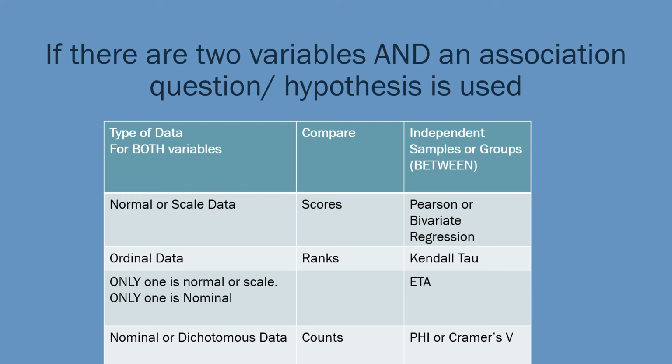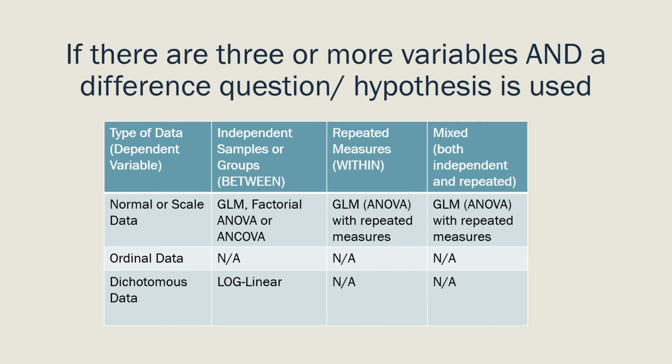Now, it gets more complicated the more variables you add. And again, it keeps being divided by difference and association, the type of question you're asking. So this is not one of those straightforward, if you have 2 variables, use this test. There's a lot of different options, and you really need to understand your data and the hypothesis and research questions you're trying to ask in order to conduct the correct analysis.